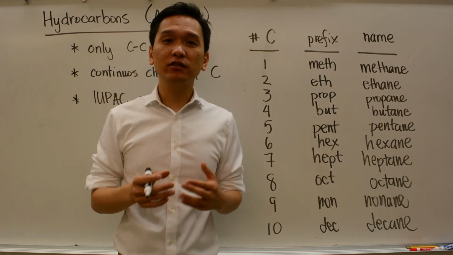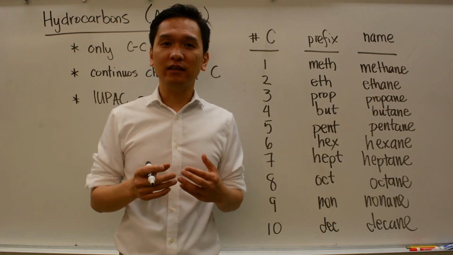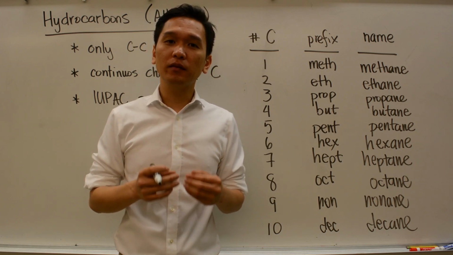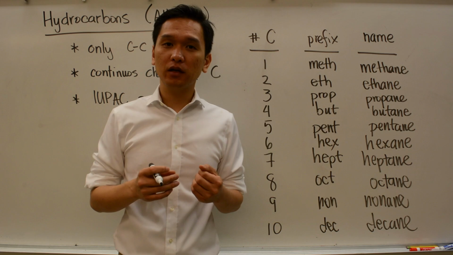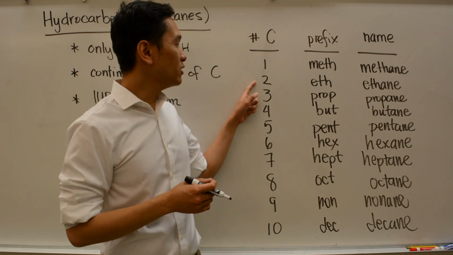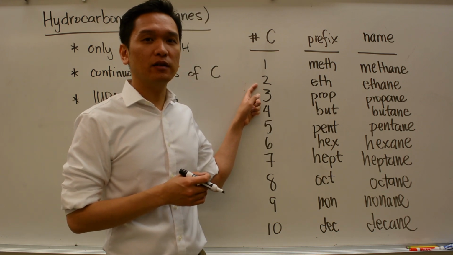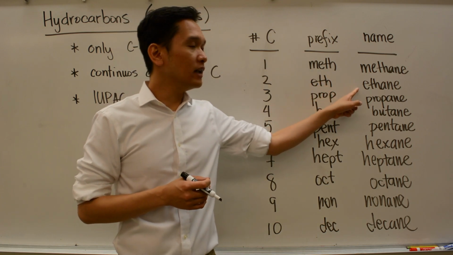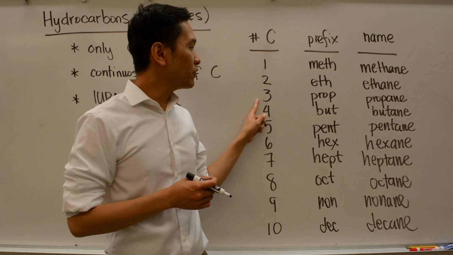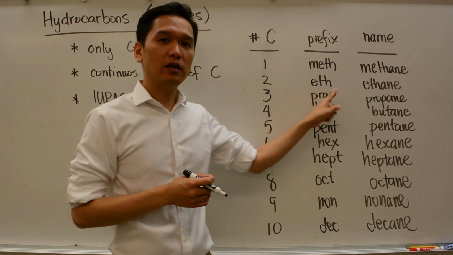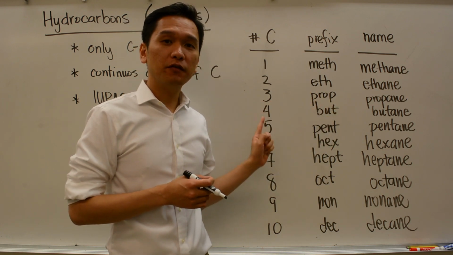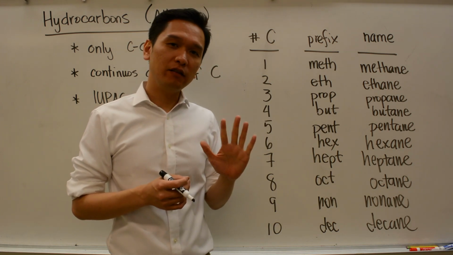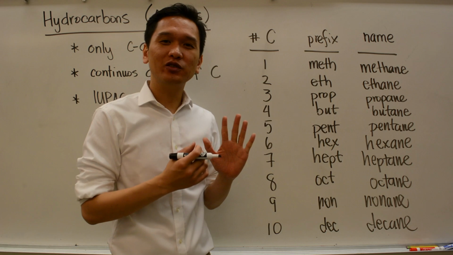When you are a saturated hydrocarbon, your name will end in ane. Remember that saturated means that you only have single carbon-carbon bonds, no double or triple carbon-carbon bonds. So if you only have two carbons in your chain, the prefix is eth, and the name is ethane. If you have three, the prefix is prop, and you will call it propane. If you have four, the prefix is but, and you will call it butane. For five, you should know the prefix, right?